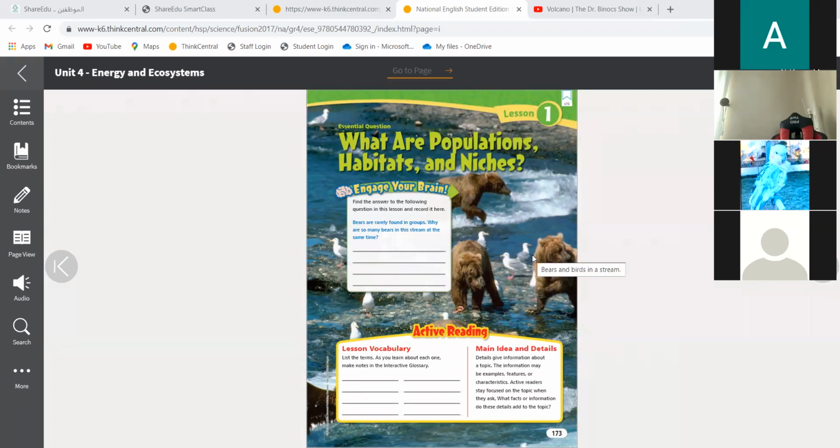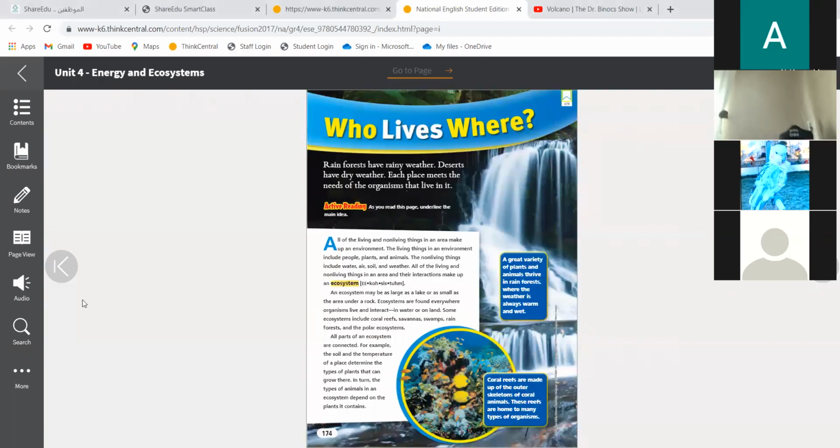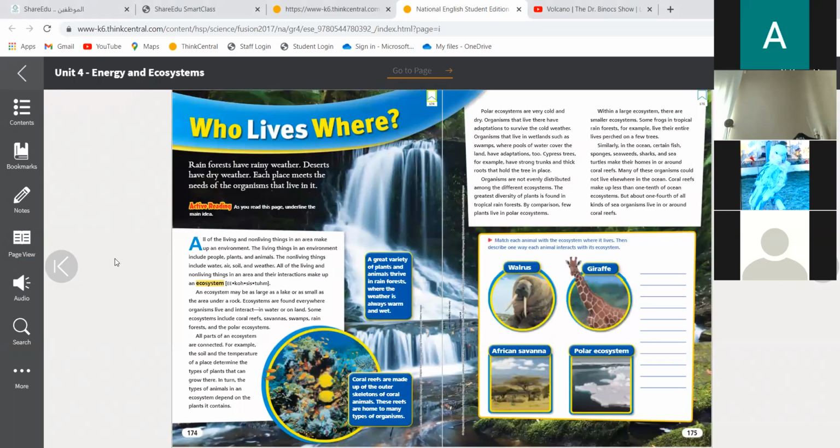So a polar bear habitat is the polar. A duck habitat is the water. A camel habitat is the desert. See? Like the fish is the water. The fish. Yes, that's right. All right, let's start first of all about who lives where. If I am asking about where this animal is living, definitely I'm asking about the habitat.